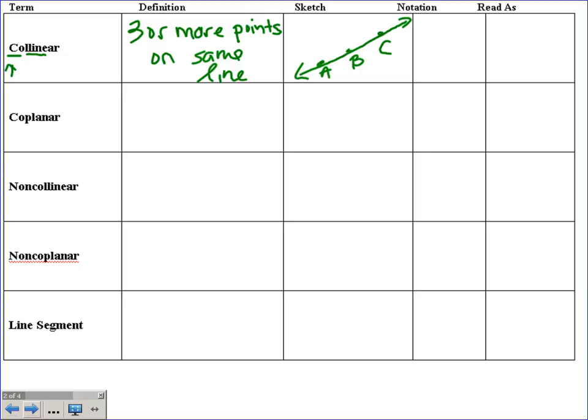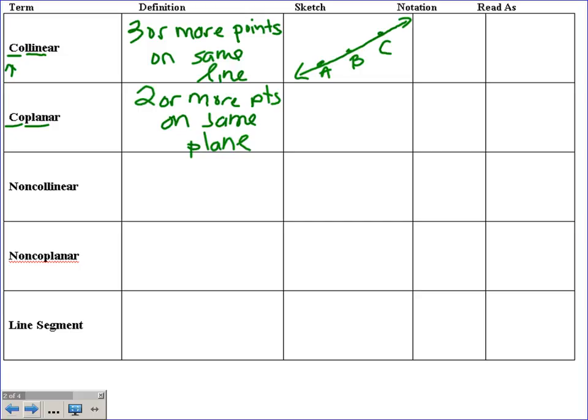Next thing, coplanar. What does co mean? It means together or on the same. And what do you think planar is going to mean? Plane. So this time we have 2 or more points on the same what now? Plane. It's no longer line, it's now plane because it's coplanar. Coplanar tells us that it's on the same plane.